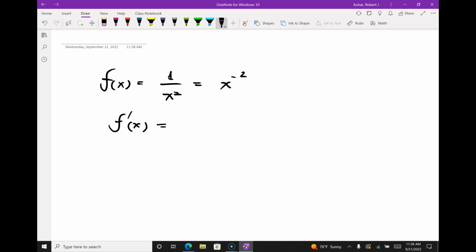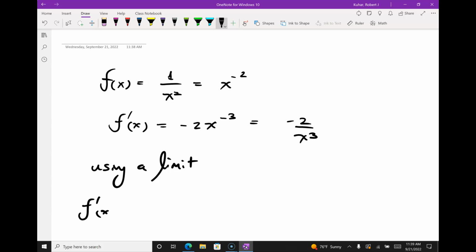So I get what? Negative 2 times x to the negative 3. So there's my answer shortcut, right? And remember, we're going to be only taking shortcuts from now on. But on this test, I am going to ask you for this limit. So let's start it up using a limit. Let's see if we get the same result.